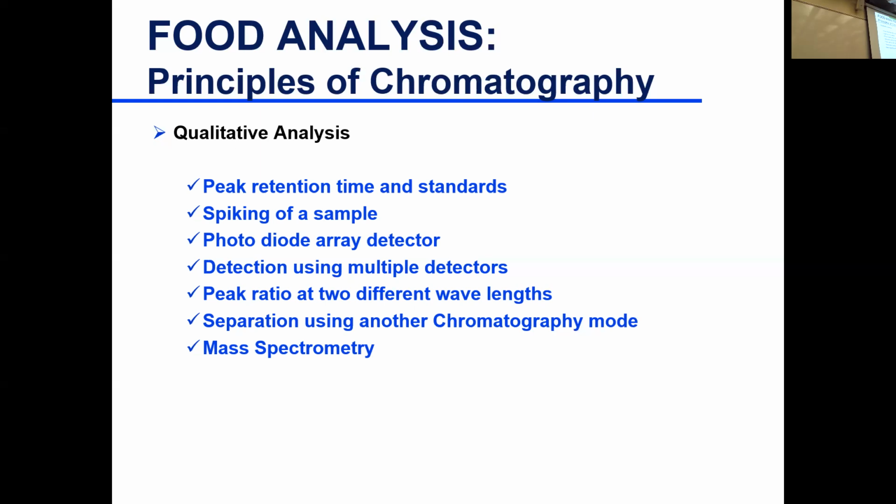In this situation, what you would do is you spike your sample. So you take the standard and you put the standard with your sample. And you run again, and then you will see something like this. So this increased. So this means this is your compound that you're looking for, because it increased in peak area after you added the standard to the sample.